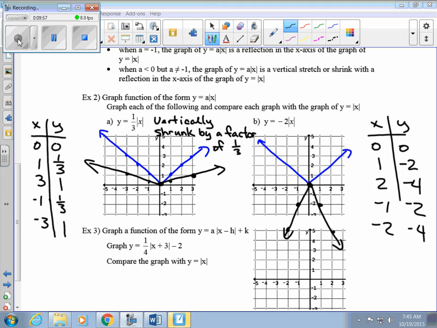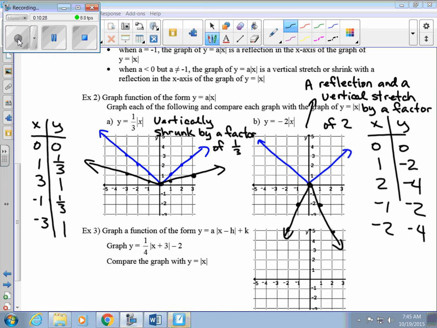Now in this case, look, it's skinnier. So this is going to be different than the parent function, also because it opens down. So we're going to say that this is a reflection. I'm going to write it up here. A reflection and a vertical stretch by a factor of 2. So these are vertical shrinks and vertical stretches.